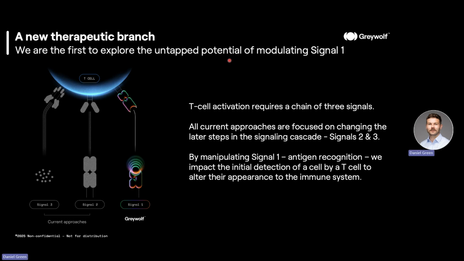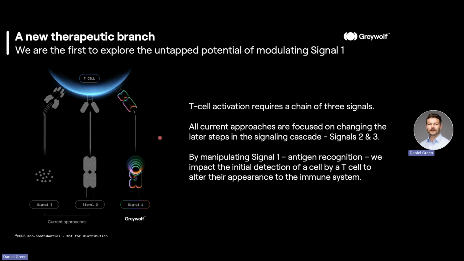So to start with a little bit of background on Greywolf Therapeutics, Greywolf are a clinical stage biotech company. We are based in Oxford, and our scientific approach is really to target this signal one component of T cell activation. T cell activation requires a chain of three signals, where most current therapeutic approaches are focused on the latter stages in the signaling cascade, so both signals 2 and 3. But we really believe that by manipulating signal 1, which is antigen presentation, particularly in the context of disease, we're able to change the appearance of that cell to the immune system.